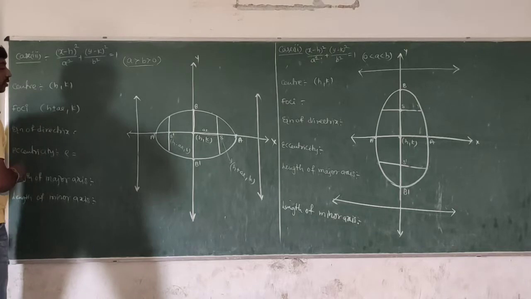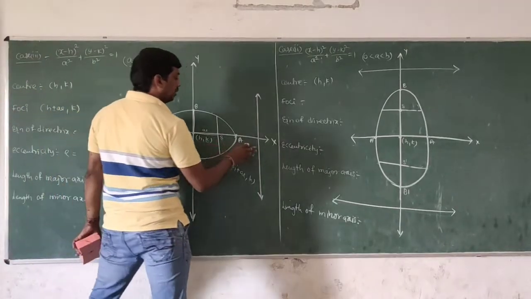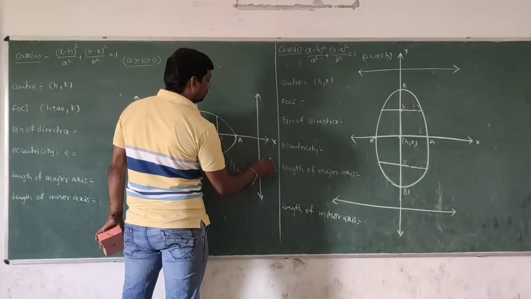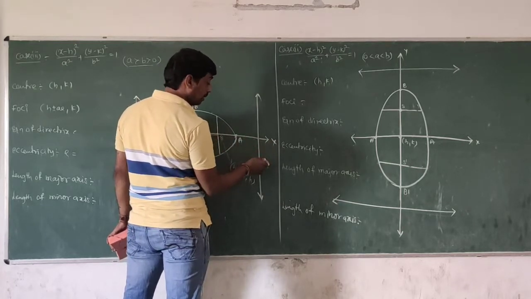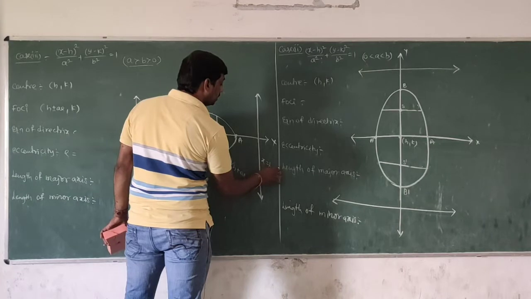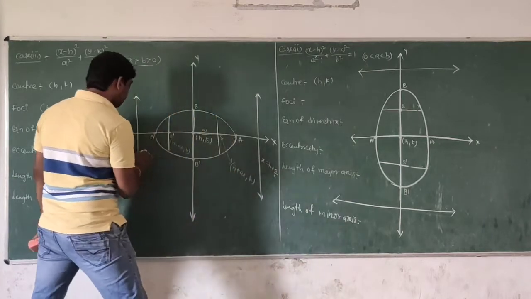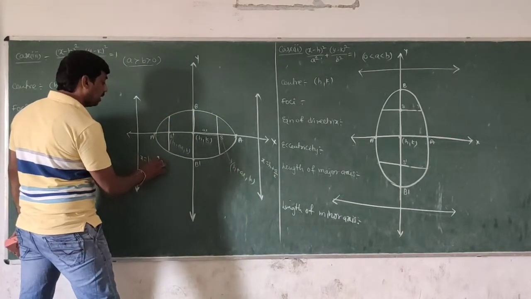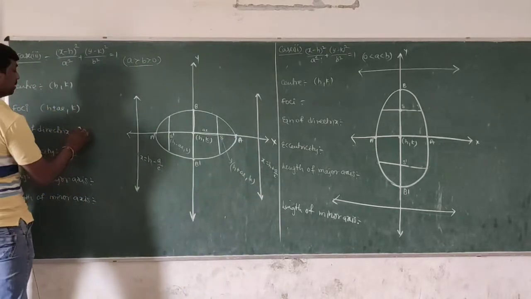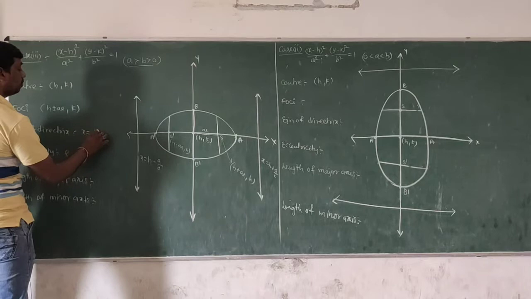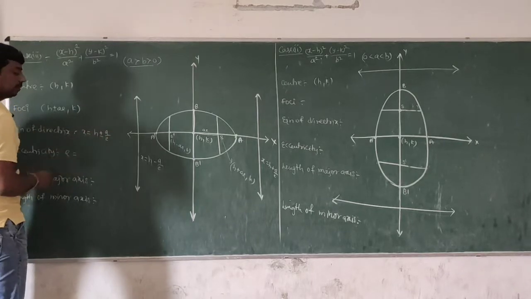Equation of directrix: this one is x. Already here we have h, and from here to here is a by e. That's why x equals h plus a by e, and here x equals h minus a by e. So the equation of the directrix is x equals h plus or minus a by e.